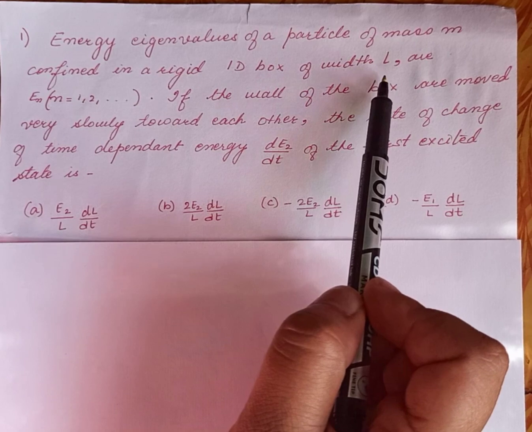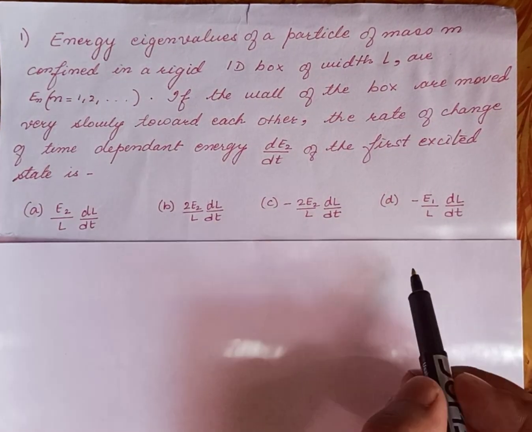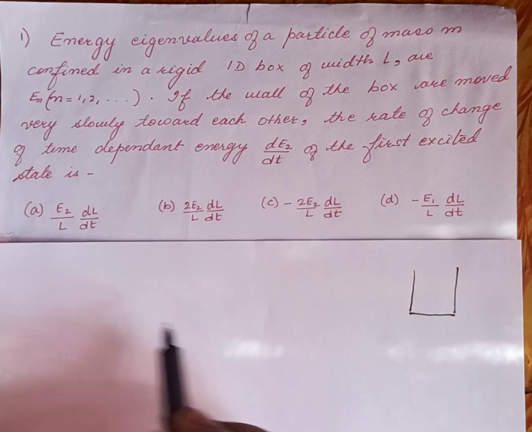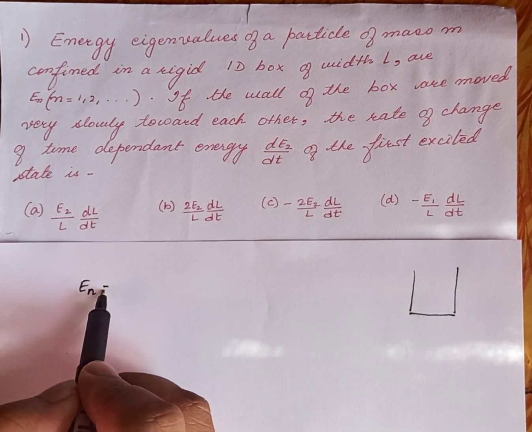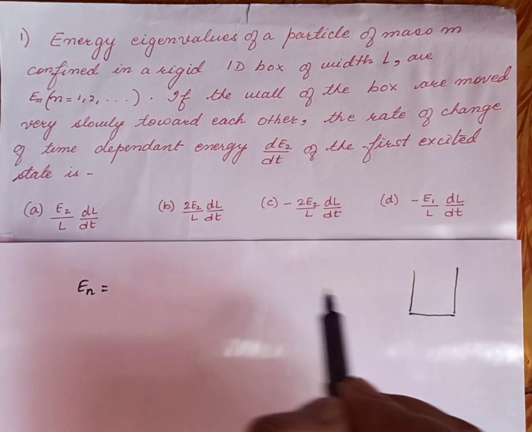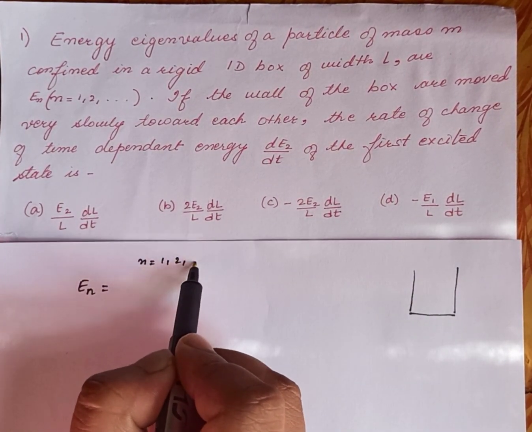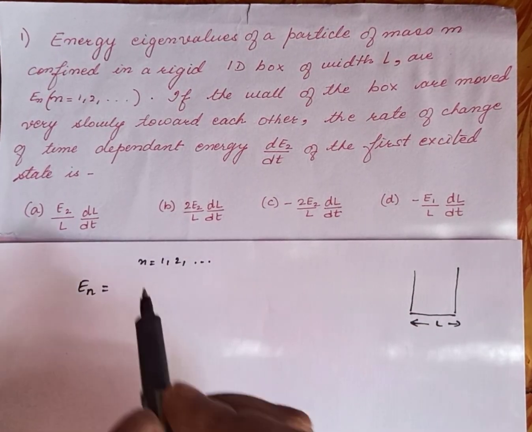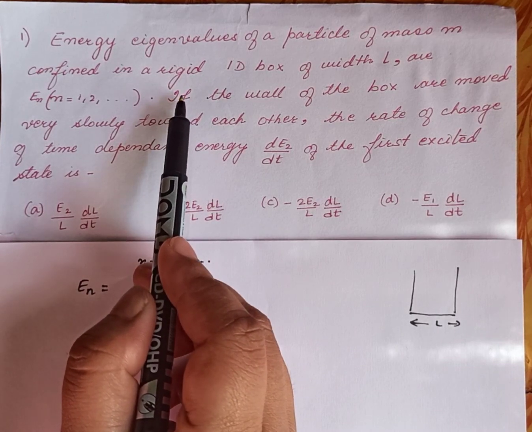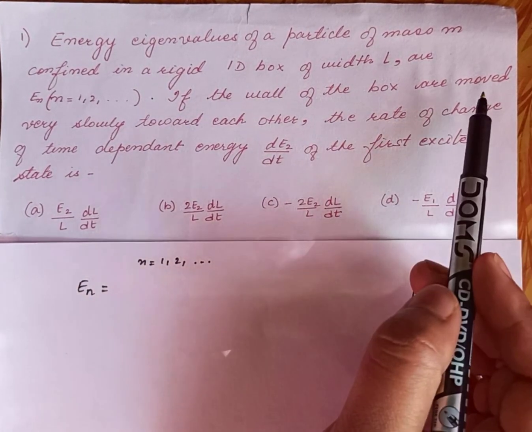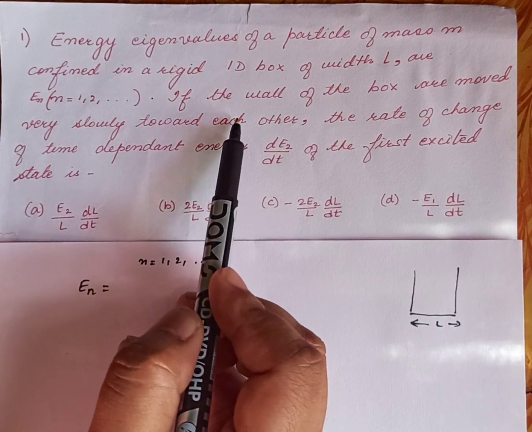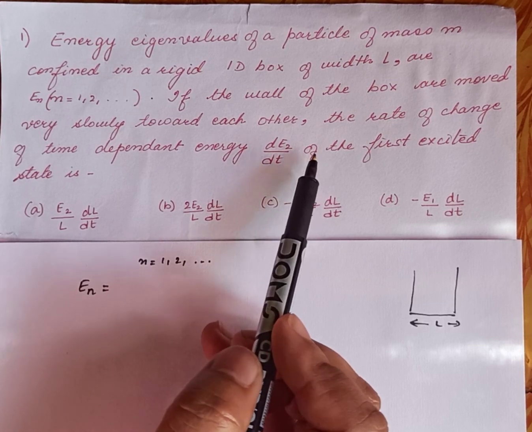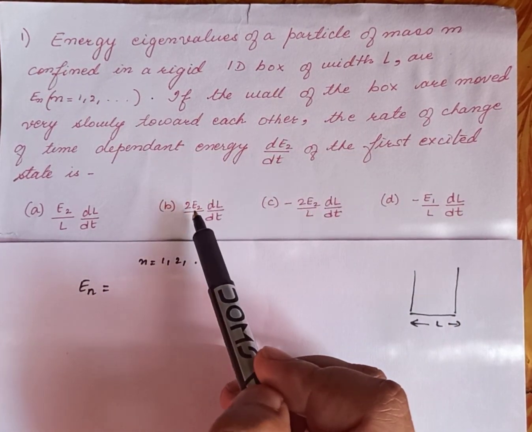rigid 1D box of width L are En. Meaning you have a 1D box, right? The energy eigenvalues of this box is given by En, where n runs from 1, 2 and so on, and the width of the box is given by L. Now let us read the other sentence of the question, which says that if the walls of the box are moved very slowly towards each other, the rate of change of the time dependent energy dE2 by dt of the first excited state is, and the options are given.